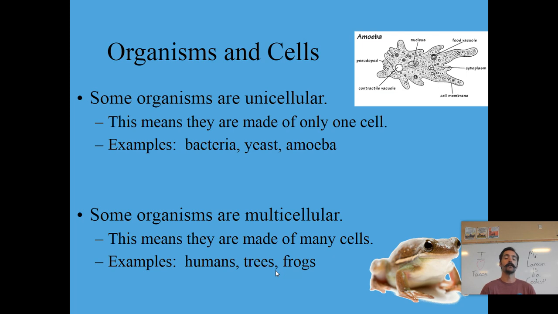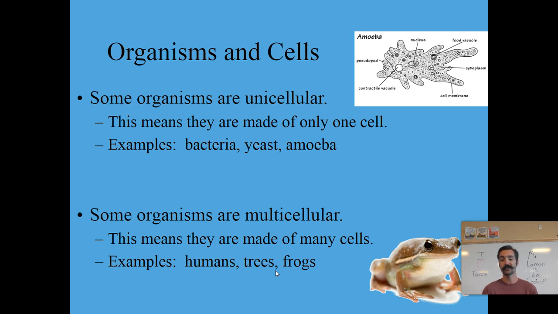So organisms and cells. Basics of life can be split up in two specific areas. Organisms are either unicellular or multicellular. Those that are unicellular are only made up of one specific cell. This is your bacteria, this is your yeast, this is your amoeba. All of those are unicellular organisms.